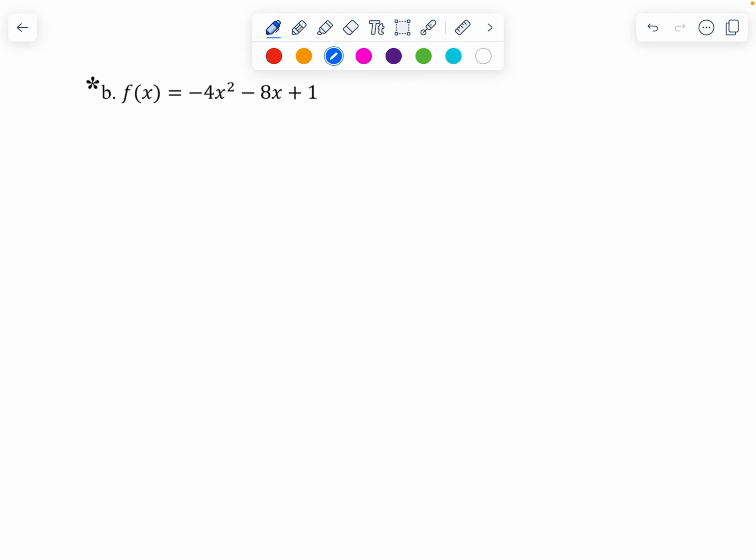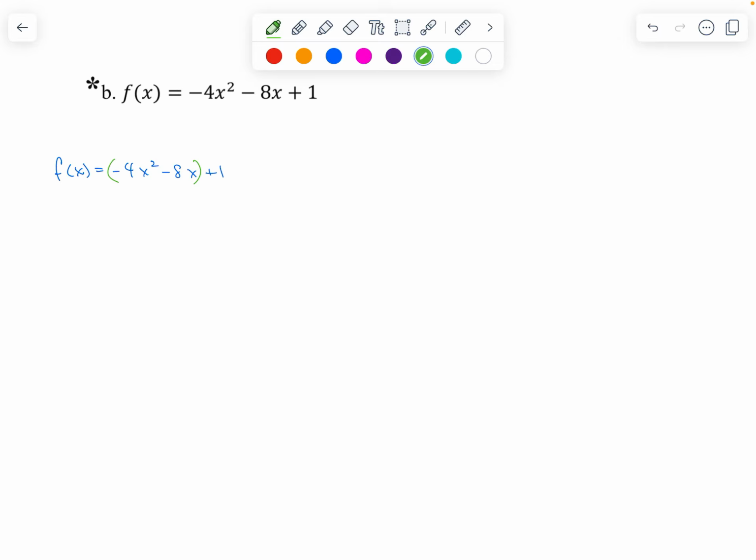So I like to do this all on one side. There are other ways of doing it where you use both sides of the equation, but I only like using one side. So I have f of x is equal to negative 4x squared minus 8x plus 1. What I'm going to do is group these two x terms together, basically ignoring that plus 1. It's not part of the grouping anymore.